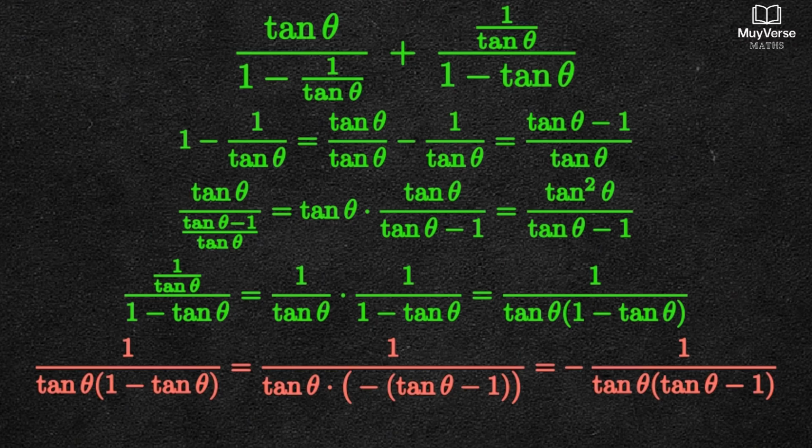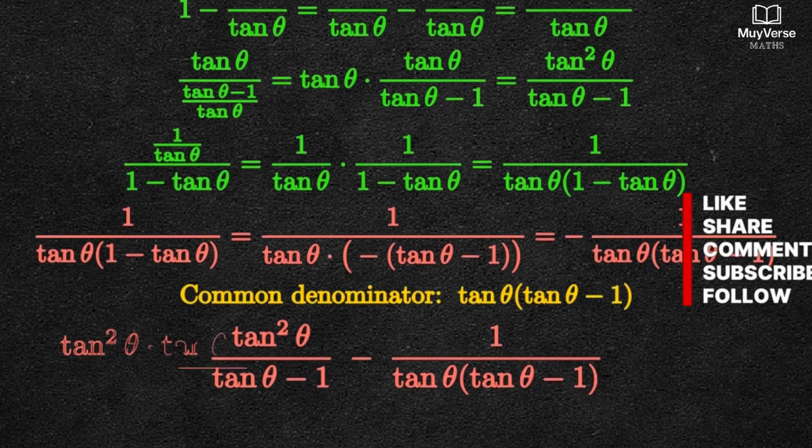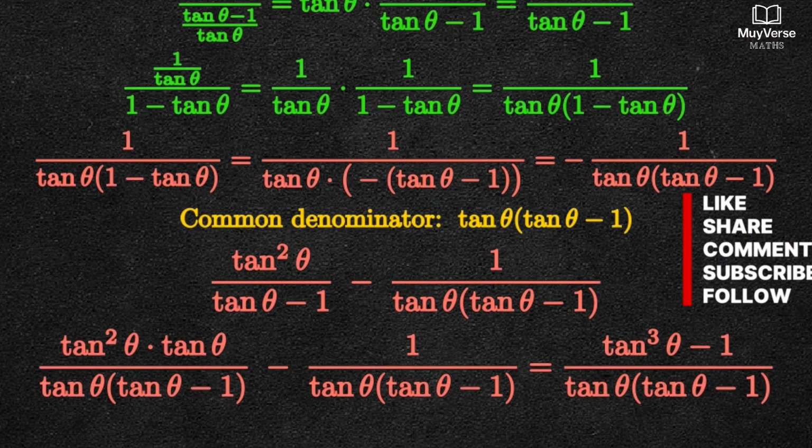Step 4. Use a common denominator. Multiply the first fraction by tangent over tangent. Then combine the numerators to get tangent cubed minus 1 over tangent times tangent minus 1.